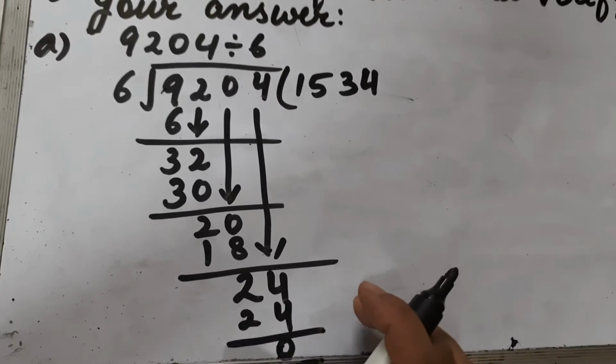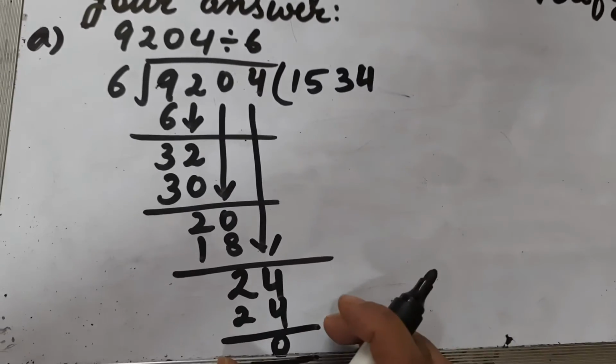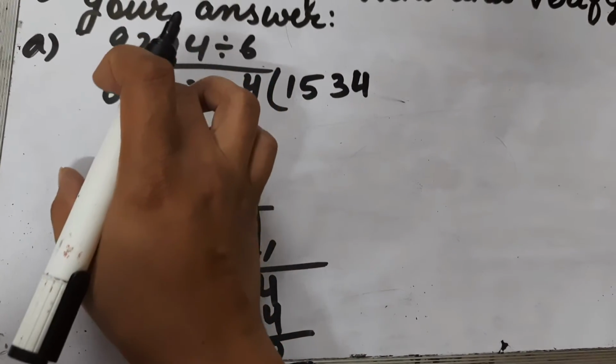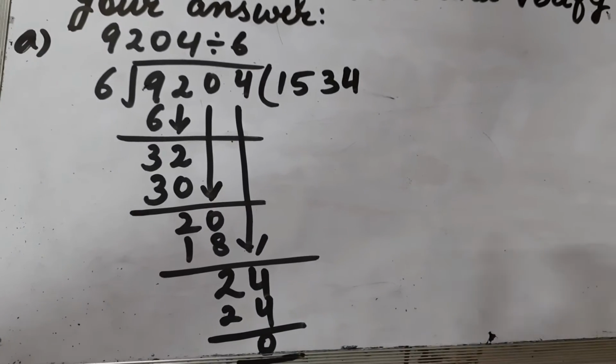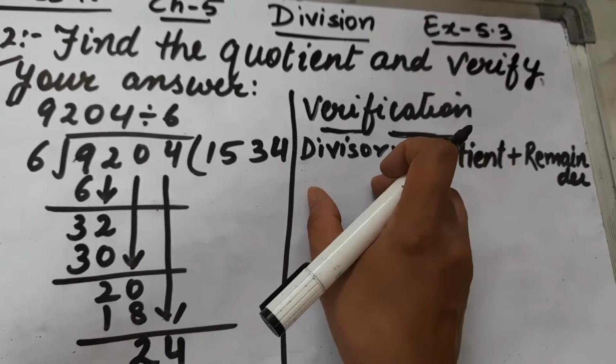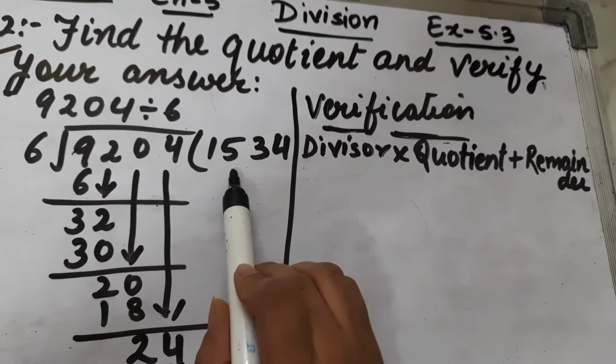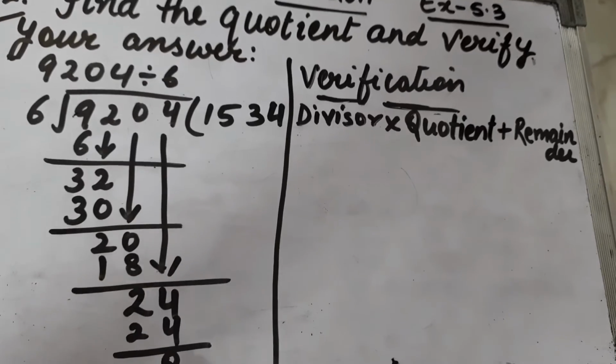Now we have to verify also. Our quotient is 1534, remainder is 0 and divisor is 6. So let's start. In verification, what we do, we multiply the divisor by the quotient and add the remainder to it.